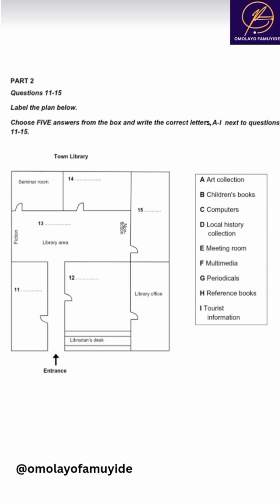Yes. So you should read the instructions carefully and see what it's saying. So we're going to do that right away. And this instruction says, label the plan below. Choose 5 answers from the box and write the correct letters A to I next to questions 11 to 15. So there are 2 things I want you to pay attention to in this instruction. First of all, this instruction comes with a list of options.